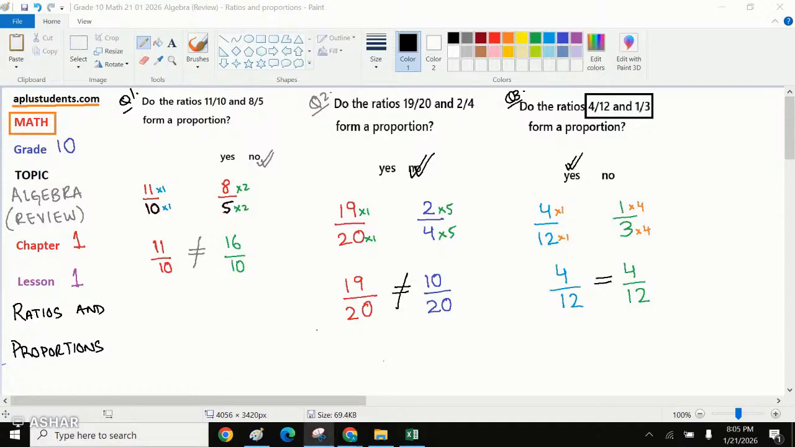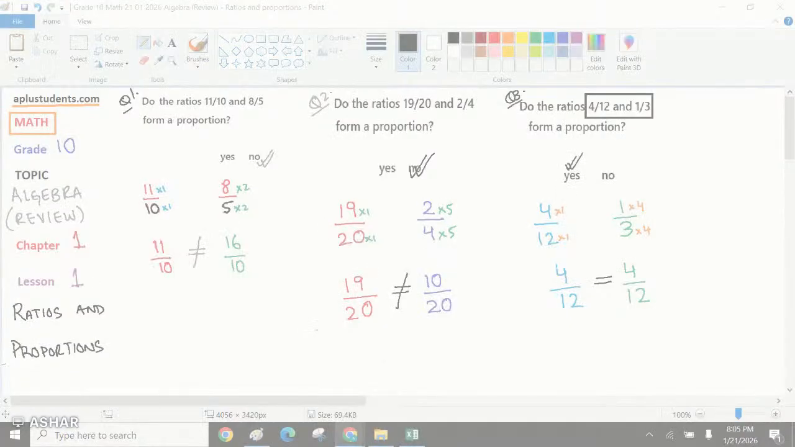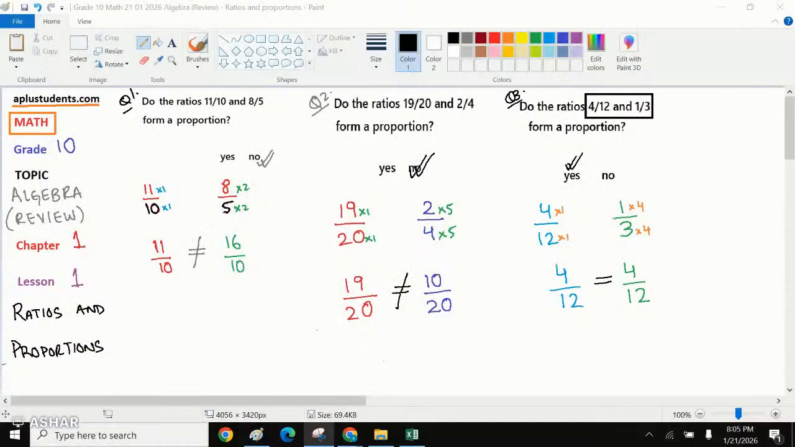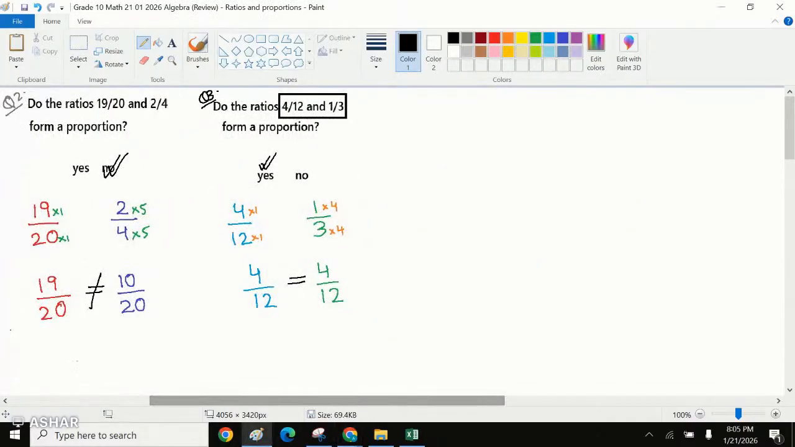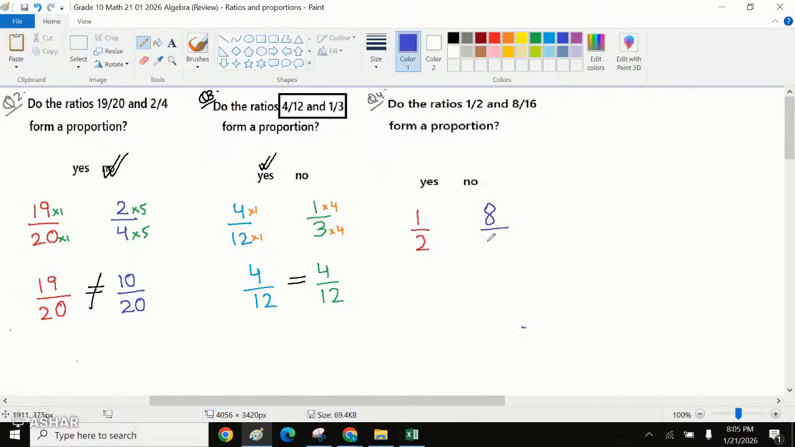Okay. So moving ahead to the next question, it says 1 upon 2 and 8 upon 16. Let's move ahead to question number 4. Let's see if they have a proportion. If I would say, do they have a proportion? Question number 4. Let's copy down the numbers. 1 upon 2 and 8 upon 16. See, we have two ways of doing it.